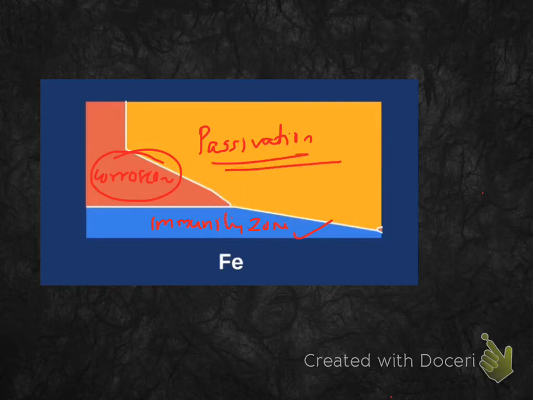Passivation zone, it is also a corroded form, but some kind of oxide or hydroxide layer is formed around the metal ion, which prevent further reaction and protect the metal ion from additional degradation or corrosion. Such protective condition is called passivation.